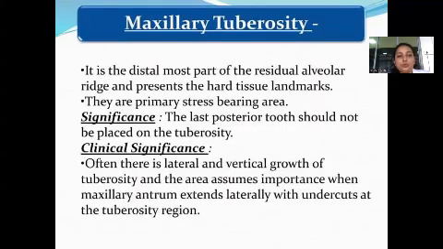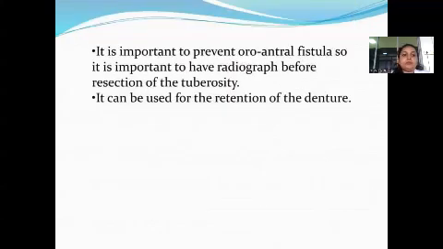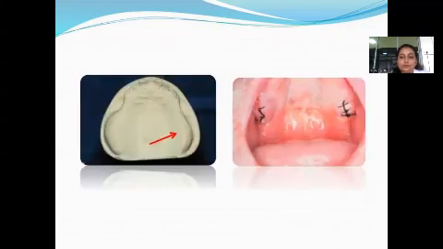Next is the maxillary tuberosity. In the distal part of the residual ridge are present hard tissue layers. These are the primary stress bearing area. The basic significance is that the last posterior tooth should not be placed on the tuberosity. For the clinical significance, often there is lateral and vertical growth of the tuberosity, and the area is important when the maxillary antrum extends laterally with an undercut in the tuberosity region. It is important to prevent an oroantral fistula, so it is important to have regular evaluation. The tuberosity can be used for the retention of the dentures.